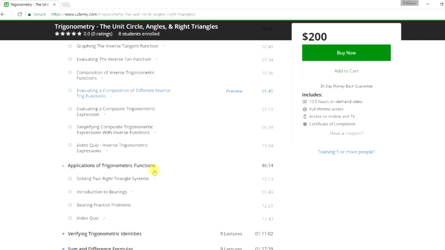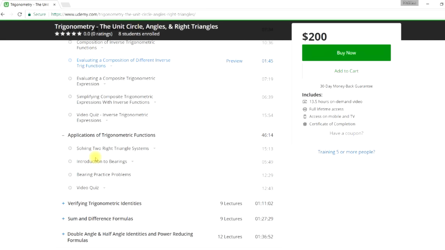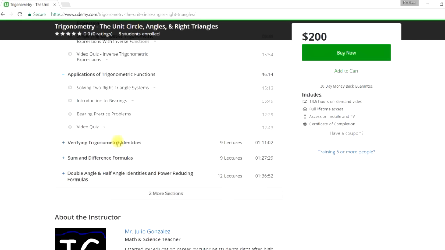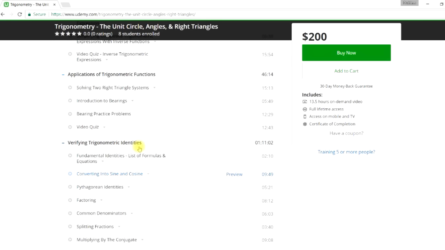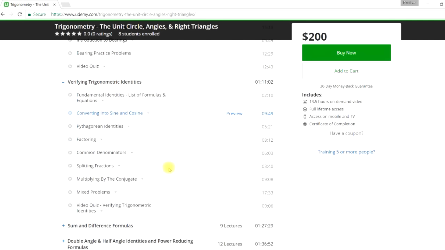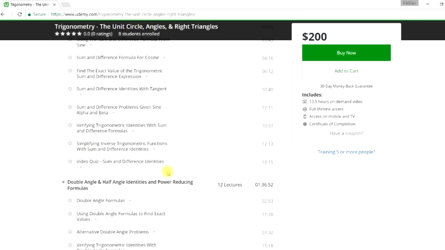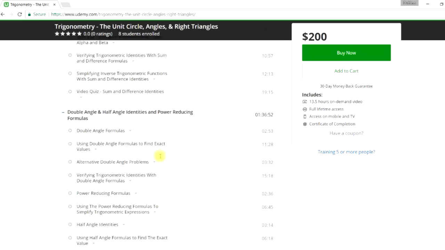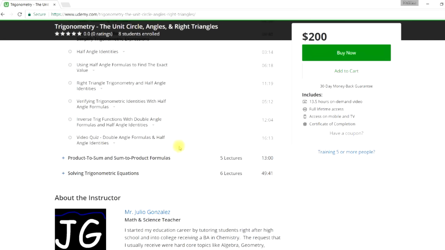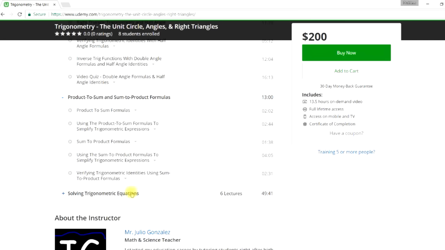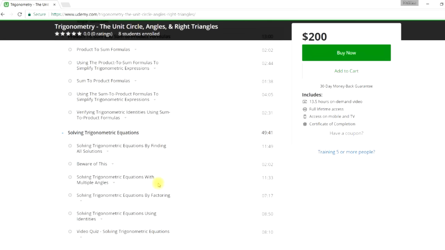After that, applications of trig functions, solving problems that have two right triangles in it, and bearings as well. One of the hardest sections in trig is this section, verifying trig identities. So that's a hard one, so make sure you spend some time learning that section. After that, sum of difference formulas, double angle, half angle, power reducing formulas, product to sum, sum to product, and also solving trig equations.